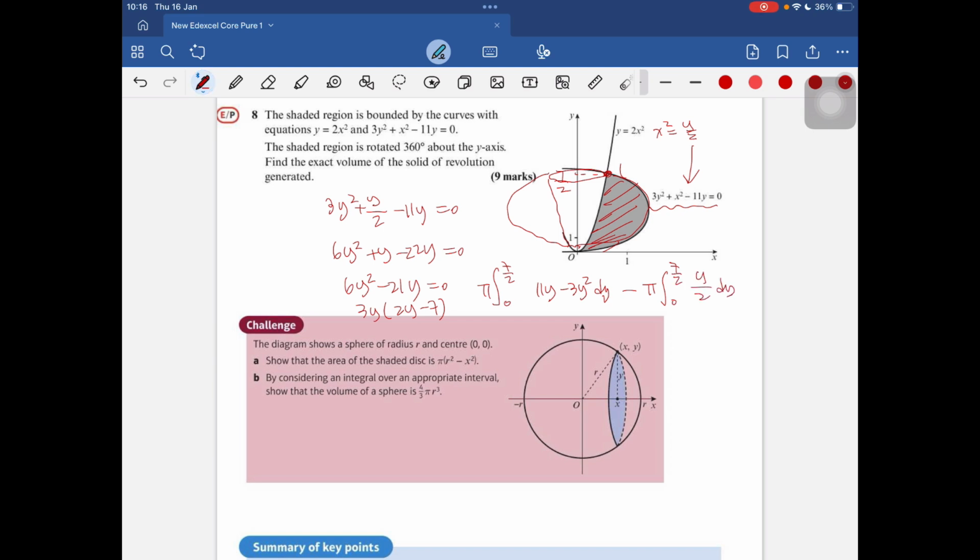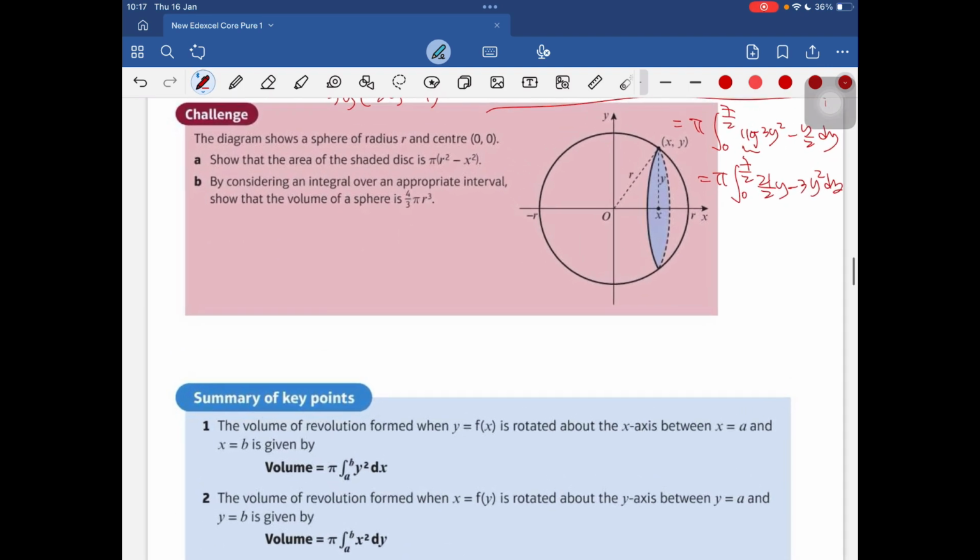Because this is the same integration, we can put them together: pi integral 0 to 7 over 2 of 11y minus 3y squared minus y over 2, dy. So pi integral 0 to 7 over 2 of 21 over 2 y minus 3y squared, dy. You can integrate it.